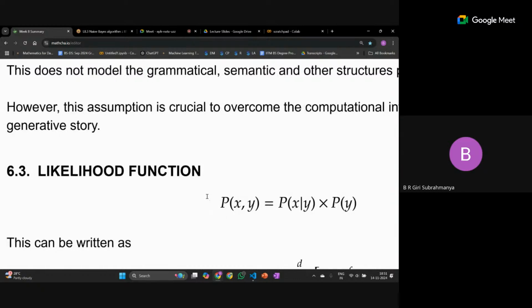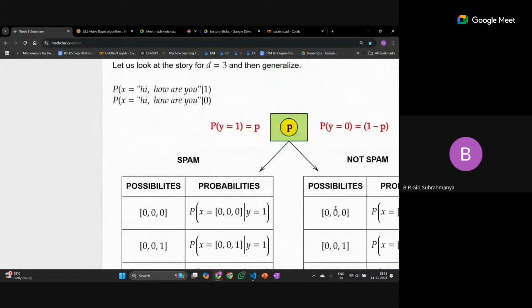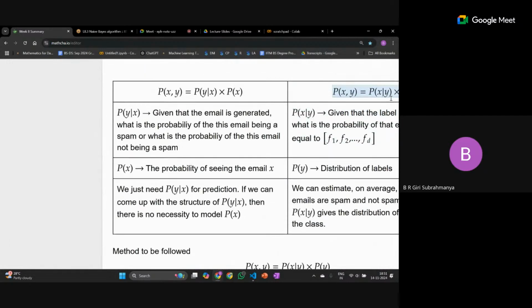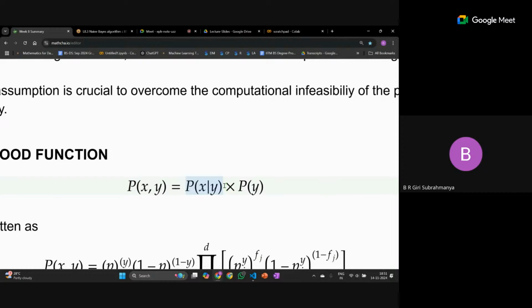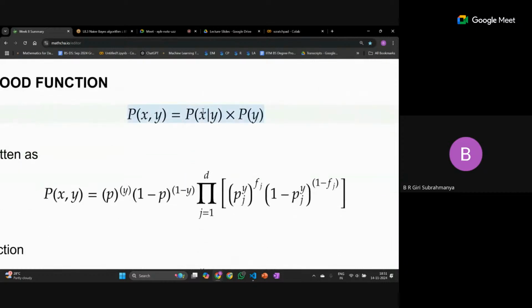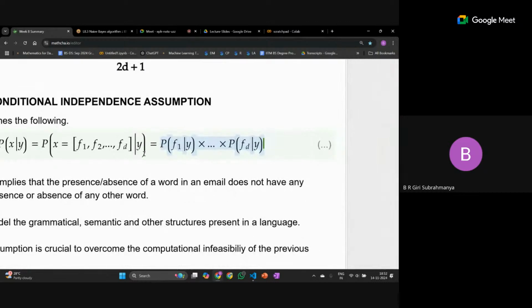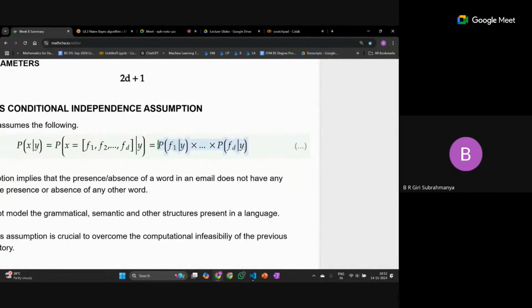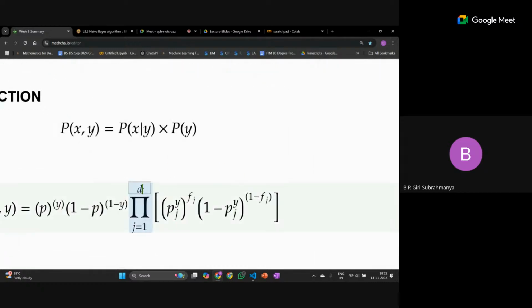Now, if you look at this, what we are trying to model at the end is P of x comma y, which is given by P of x given y into P of y, right? That is what we started with. Now, P of x given y, because of the class conditional independence assumption, is given by a product of all these things. So this is for feature 1, this is for feature 2, up to feature D. So j is going from 1 to D as a product.